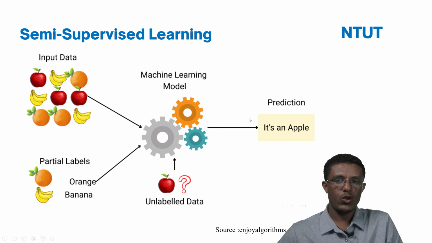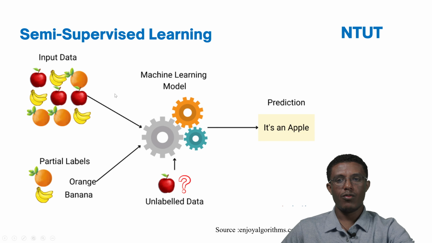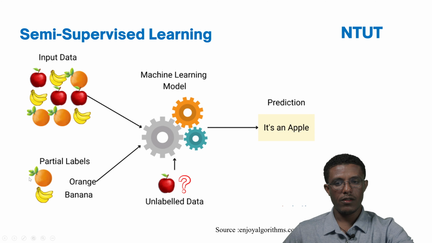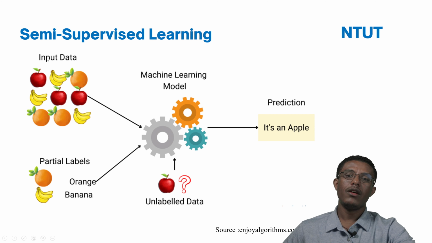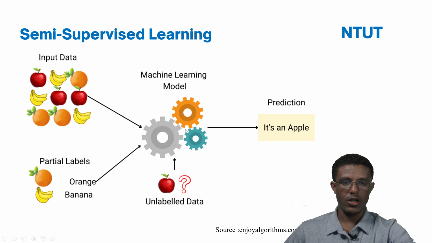This is an example that shows semi-supervised algorithms. For example, in this input data, the majority of the data is unlabeled. We just put the fruits here, so we didn't define the name of this one, this one, or this one. But there is some data that is labeled. In this case, we labeled that this one is orange, this one is banana. Based on this labeling, the model also tries to label the rest, and then we feed this data into the machine learning algorithm.